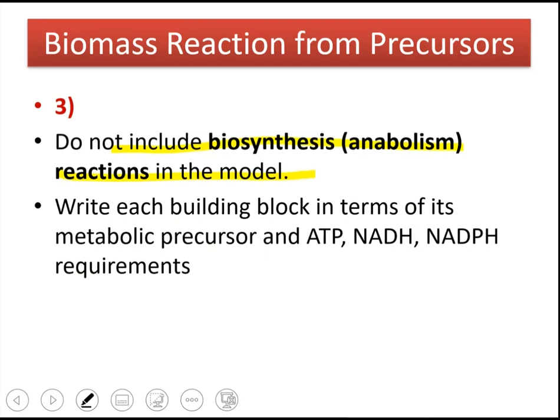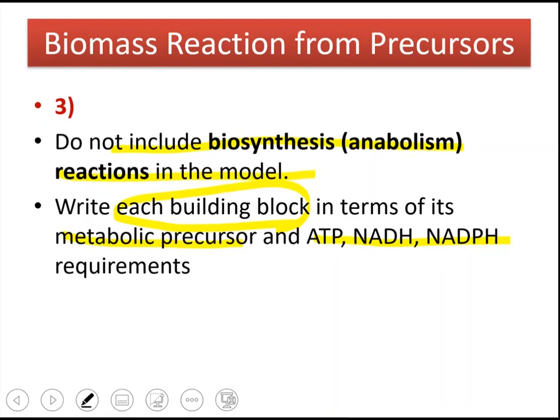So this can be a little bit tricky. Just try to follow, and I will go slowly. So for each building block, building blocks are made up of metabolic precursors and ATP, NADH, and NADPH, right? So we say that metabolic precursors, ATP, NADH, and NADPH, produced in the central carbon metabolism, are used to make building blocks in the anabolic part of metabolism.